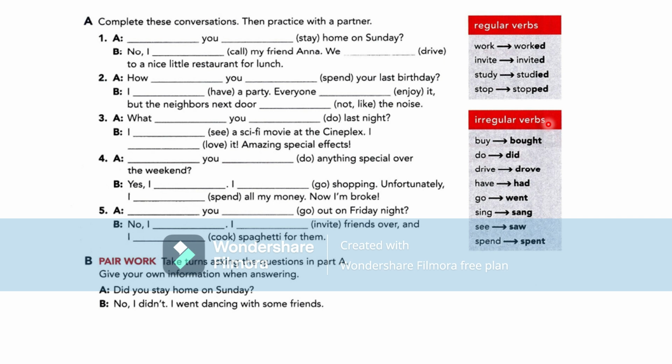Number 4, Johnny, letter A and letter B. Did you do anything special over the weekend? Yes, I did. I went shopping. Unfortunately, I spent all my money. Now I'm broke. Okay, well done.